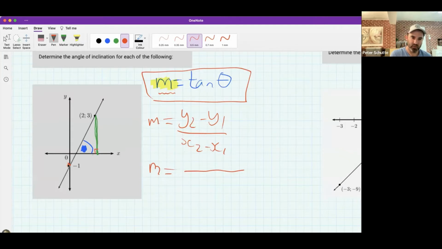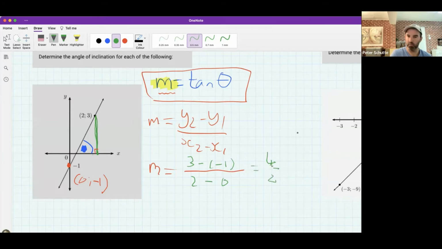The other thing is you need to actually know what that point is. That point over there is going to be the point 0, -1. So if I do this, what I get, sorry guys, my Bluetooth is being very weird. 3 minus minus 1 and 2 minus 0. And 3 minus minus 1 is 4, and that's going to be 2.